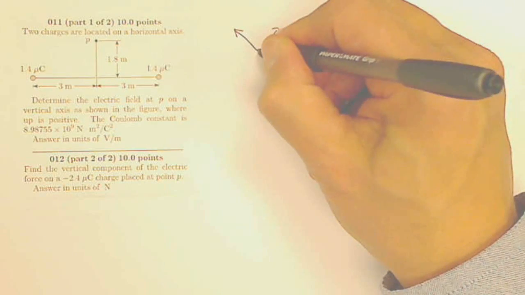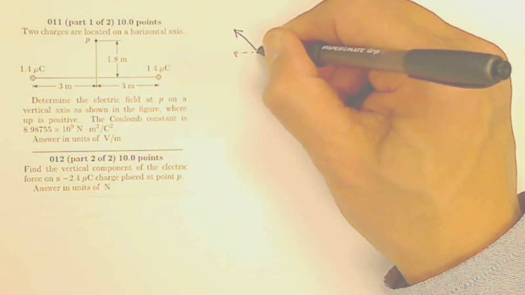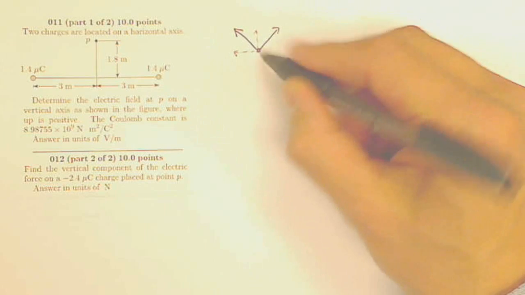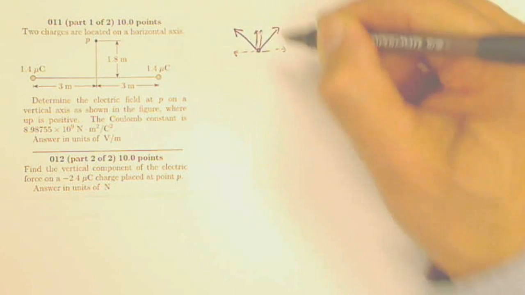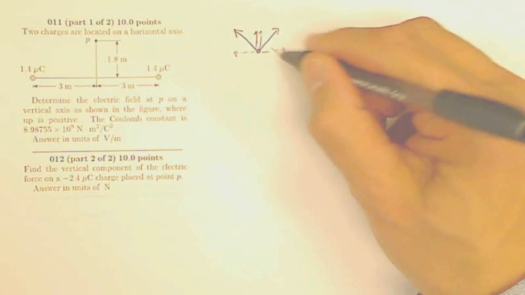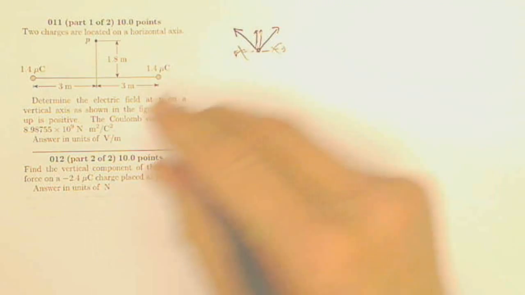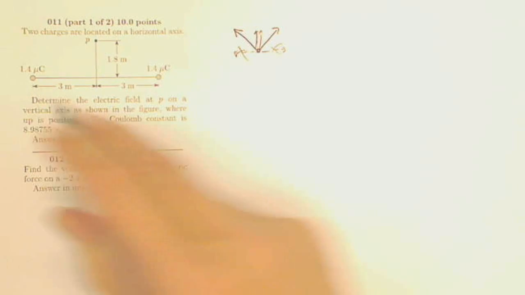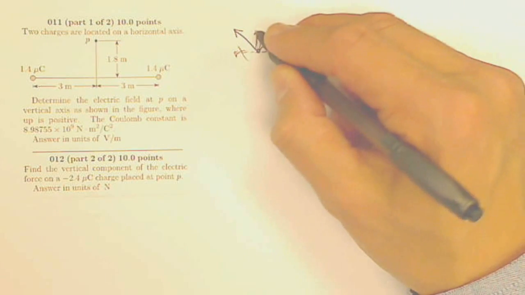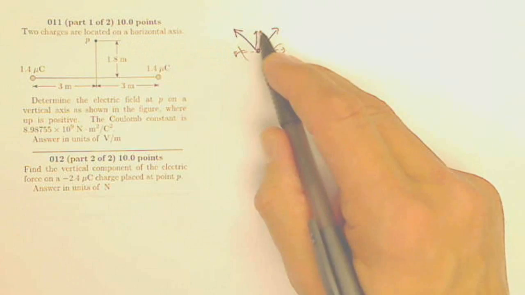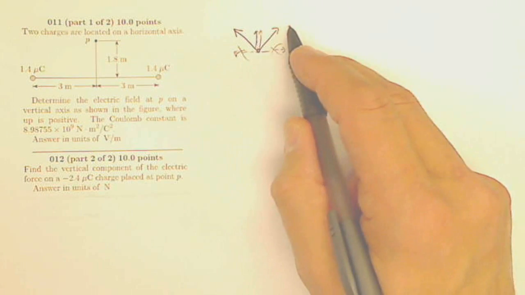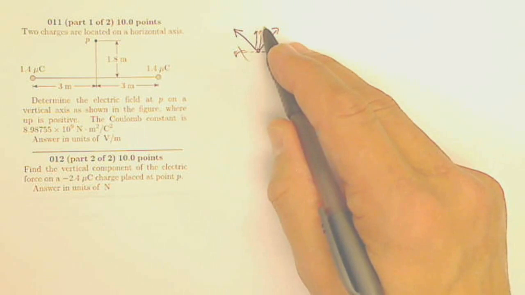Well, this one is made up of this vector and this vector. This one is going to have an x component and a y component. So what I see is that the x components are going to cancel each other out since they're equal and opposite, since it's all symmetrical. But my y components are going to add together. So really, if I just analyze one of them and find the y component of this field, then I can double them and I will get both y components.